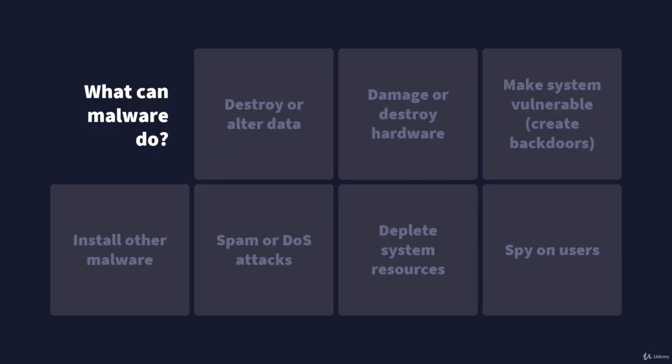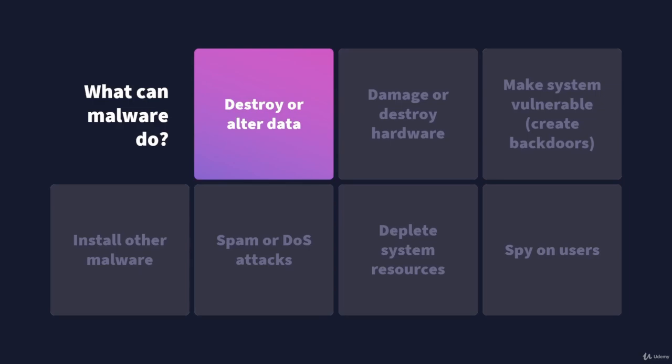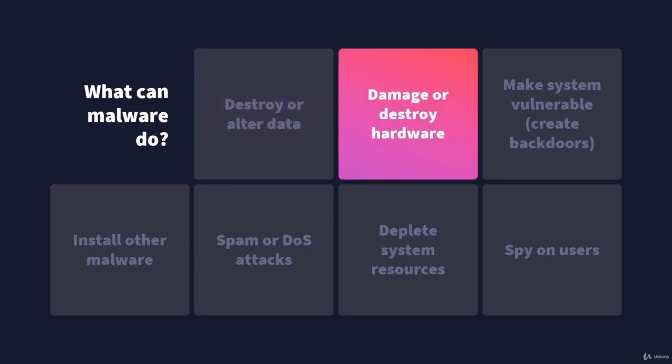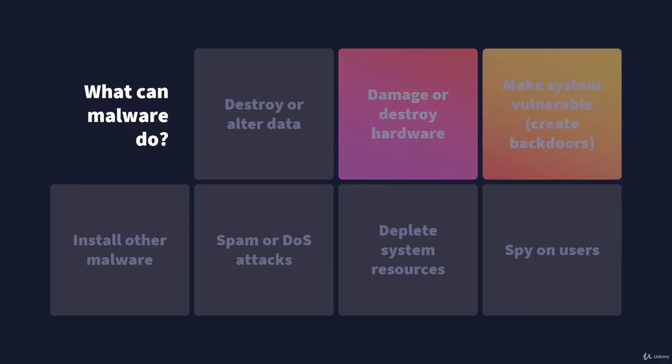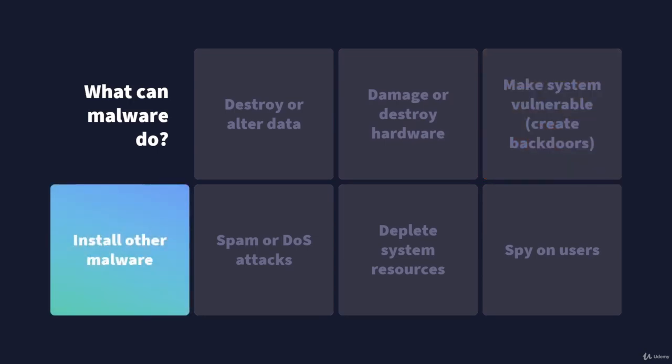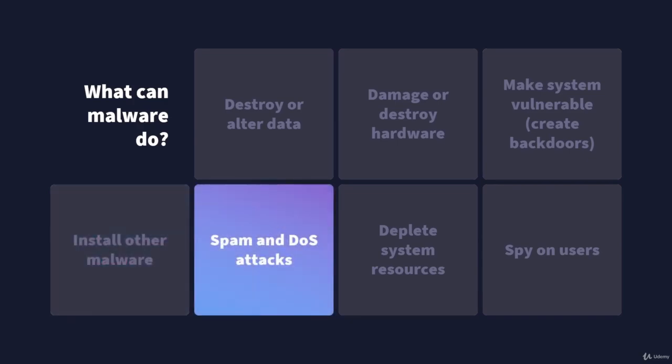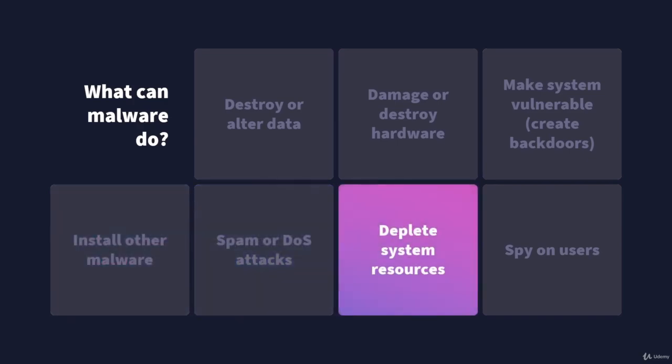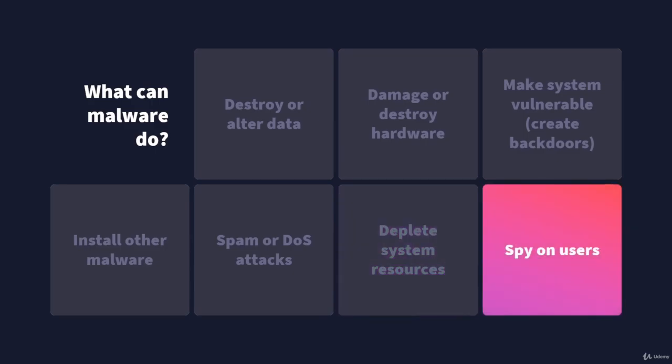What can malware do? Depending on the purpose for which the malware was built, it can do one or more of the following things. Some malware can tamper or even destroy data. In some rare cases, malware can even damage or destroy hardware. It can make systems vulnerable by creating backdoors that can be then used by even more malware. In some cases, malware can install other malware. It can generate spam or create denial of service attacks. It can also deplete the resources of the system and use these resources for malicious purposes, such as denial of service attacks. Last on our list, malware can be used to spy on users, extracting confidential information about the users.